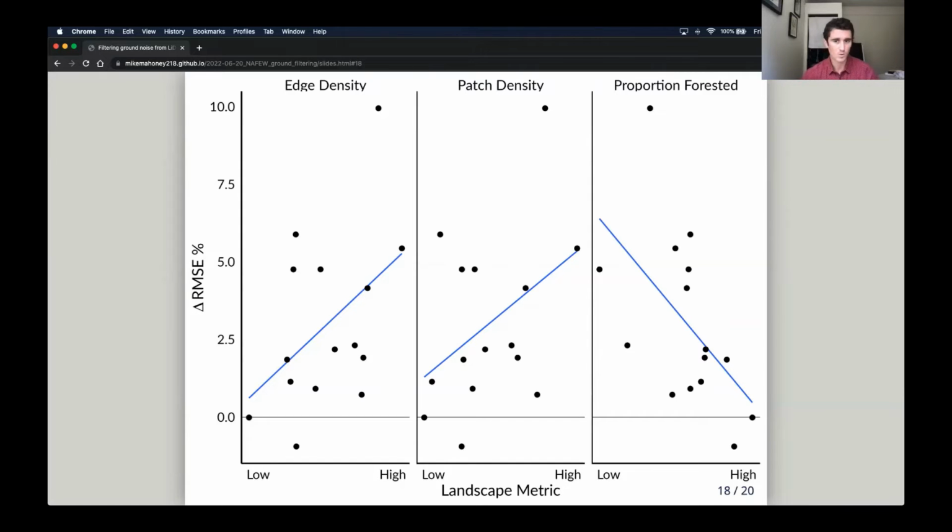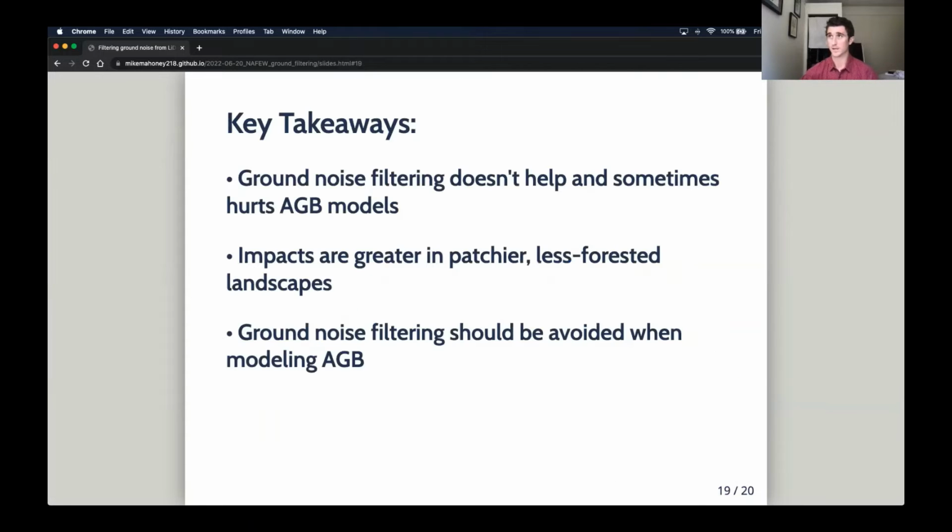So what we think is that filtering should really be a careful decision and not the sort of standard pre-processing procedure that it seems to have become. So to wrap up some takeaways here, we found that filtering out the lowest points from your LiDAR data doesn't help and often hurts models of forest above ground biomass. And in particular, it tends to hurt patchier landscapes, which are often the kinds of landscapes that are being modeled in more recent wall-to-wall, statewide, region-wide mapping studies.